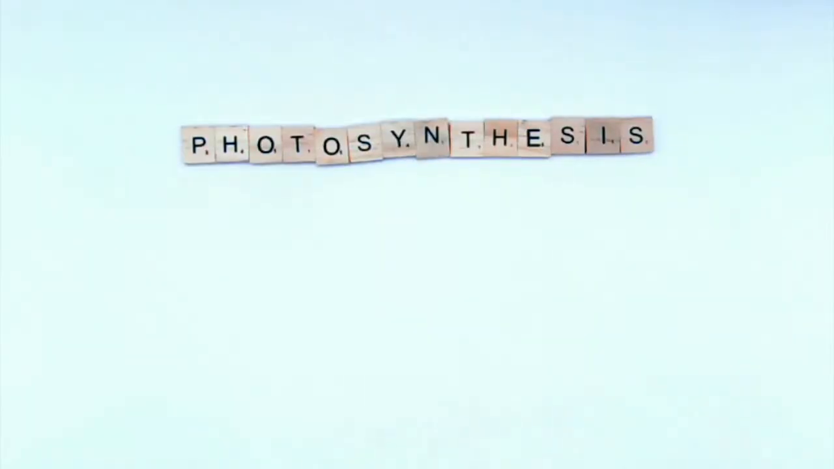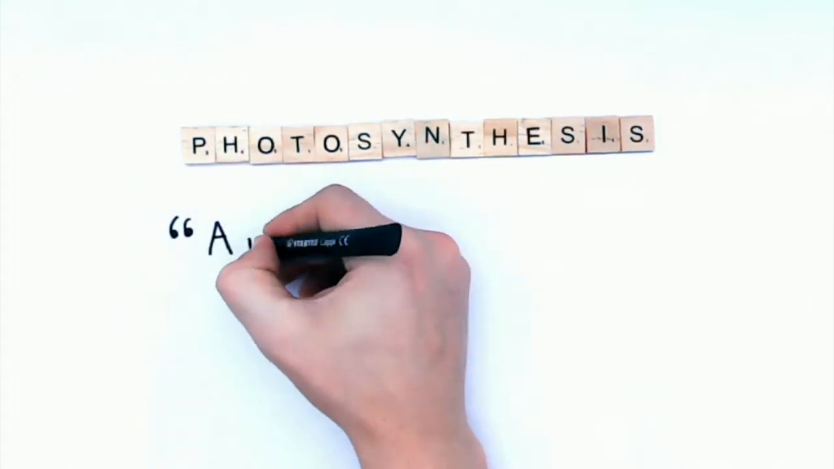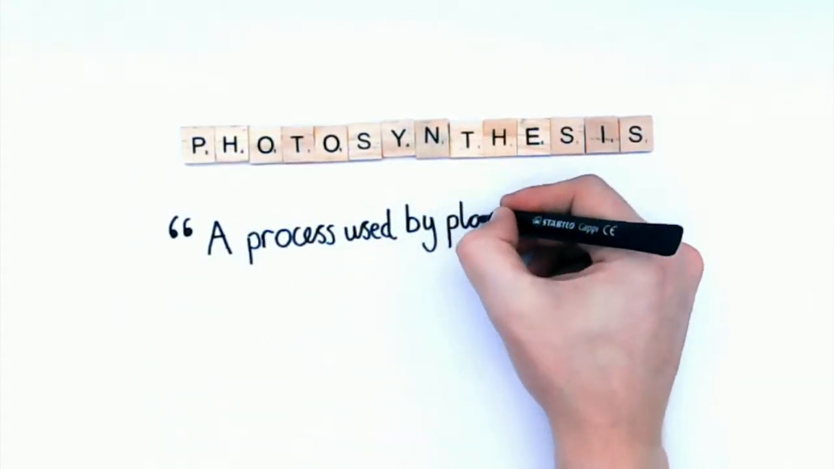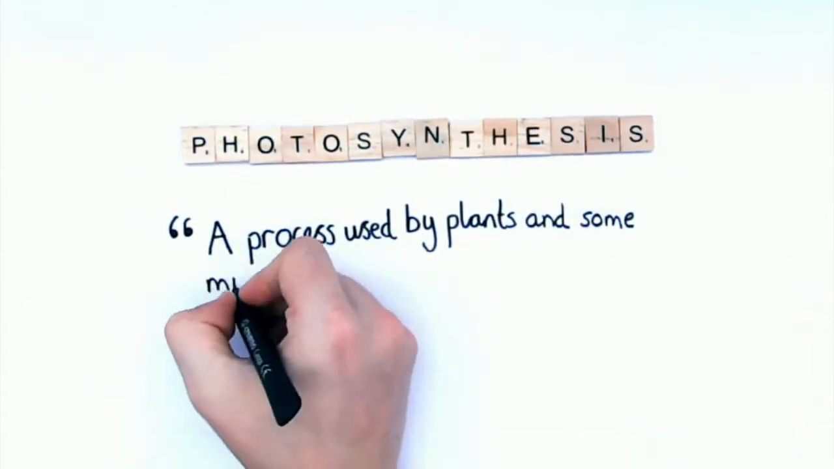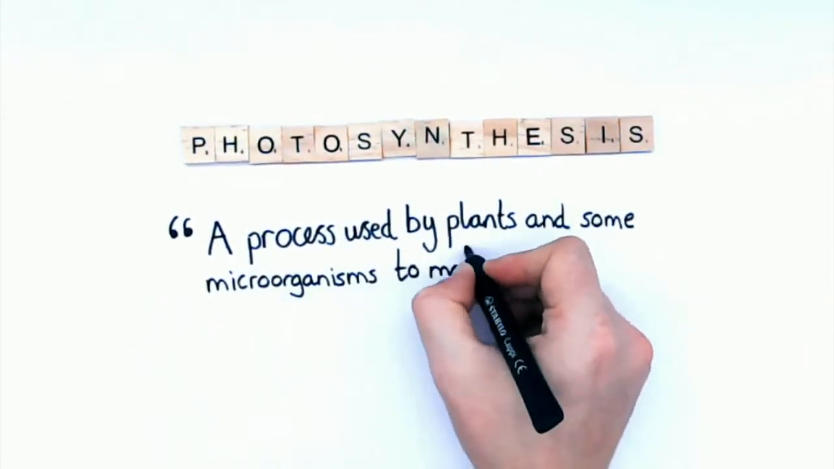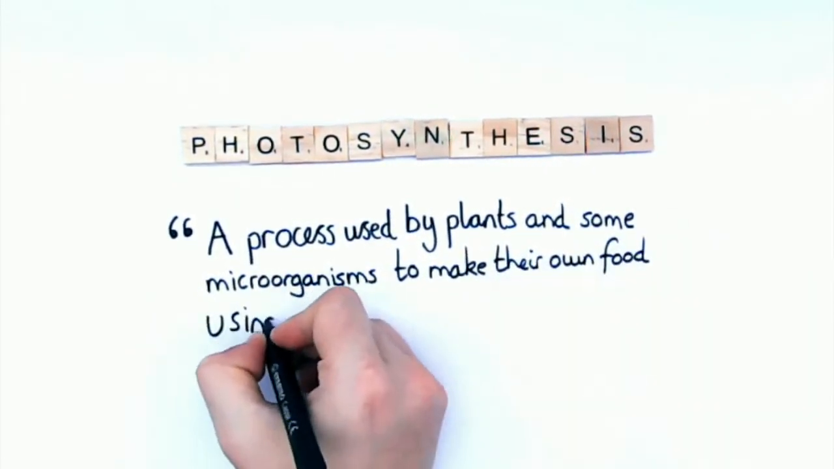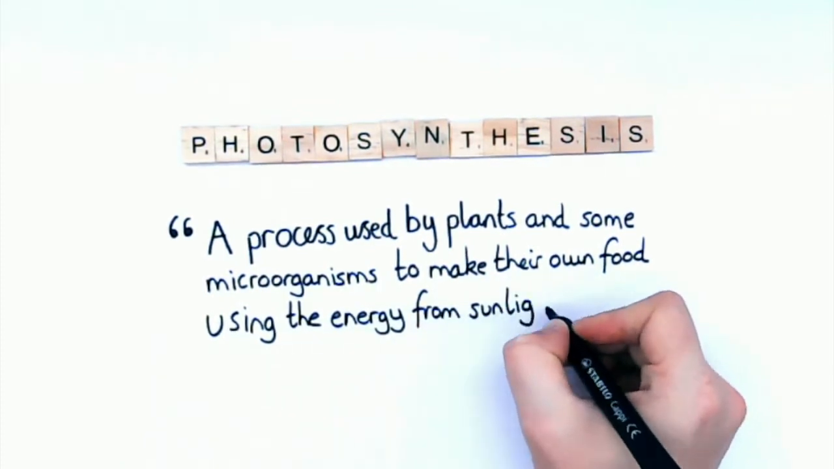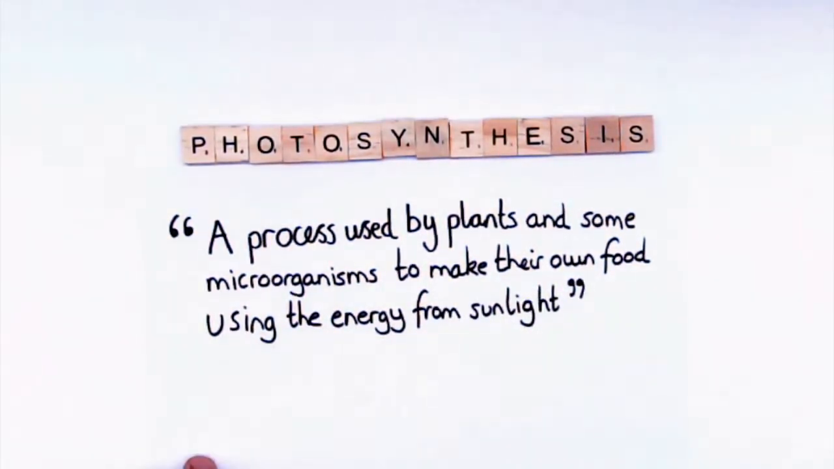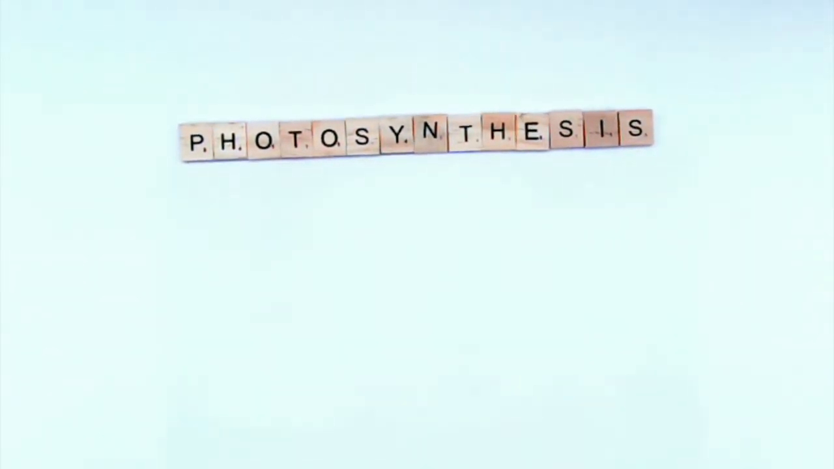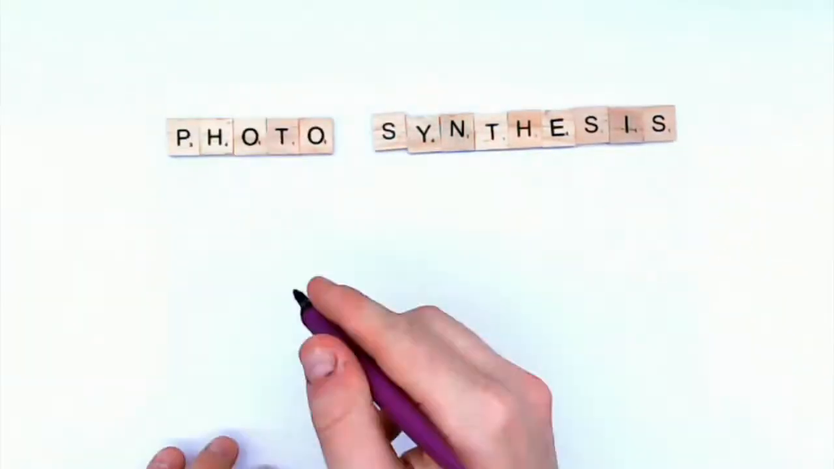Today's science keyword is photosynthesis. This is a long, complicated science word and is often used as an example for long, complicated science words. We can define photosynthesis as a process used by plants and some other microorganisms to make their own food using sunlight.